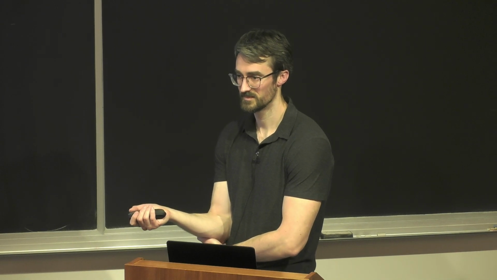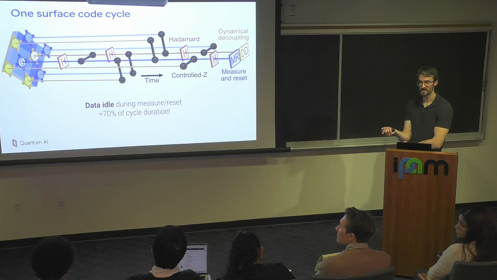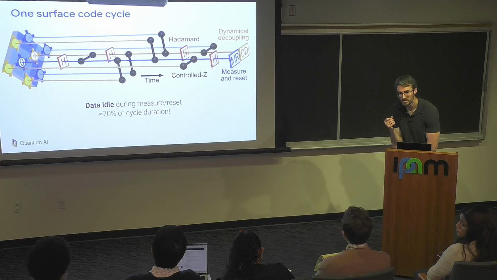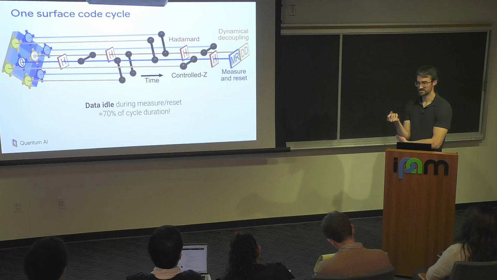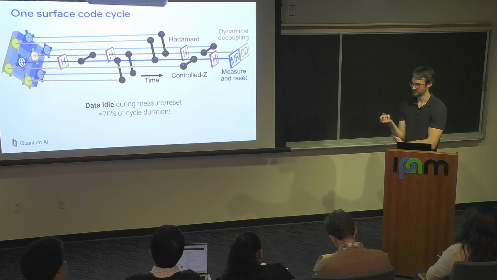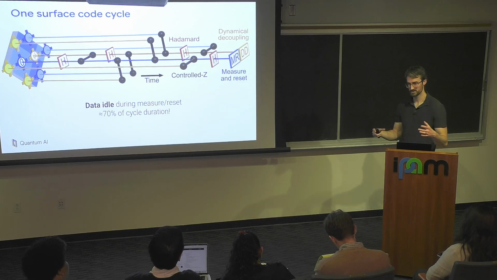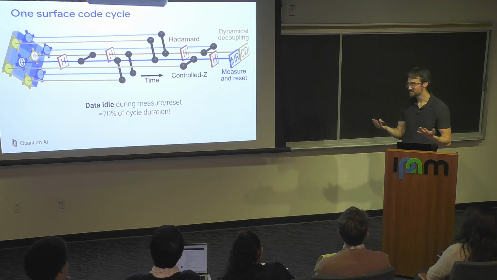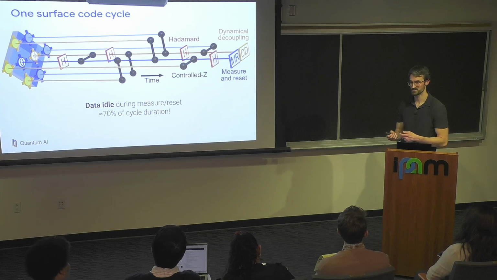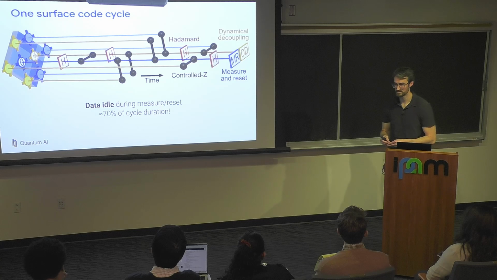How does the cycle duration depend on the code size? If everything is going well, it doesn't. We can make larger and larger chips, extending them in space. And in principle, we can run the same surface code cycle independent of code size. Now, I don't want to overpromise. Of course, every device has its own properties that you have to adapt to. But generally speaking, the surface code cycle is independent of the distance parameter.